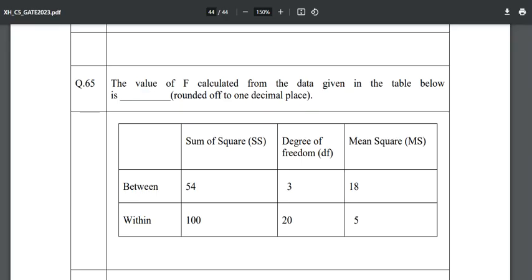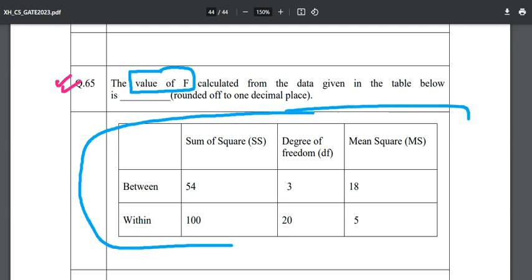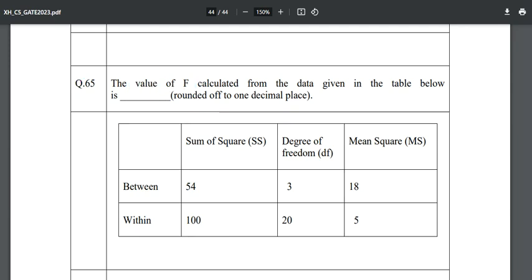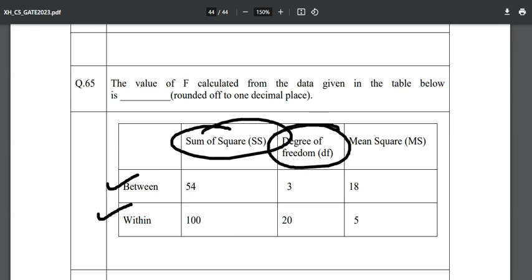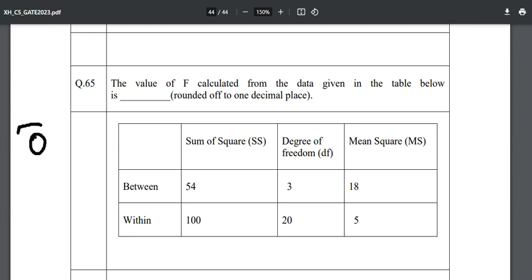So this is that particular question we are talking about, question number 65. Here they are asking us to calculate the value of F from the data. So let's suppose that we don't have any idea what is happening over here. What is between, what is within, what is sum of squares, what is degree of freedom, as well as what is mean square. We have zero idea about this.